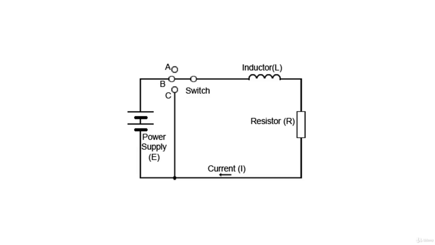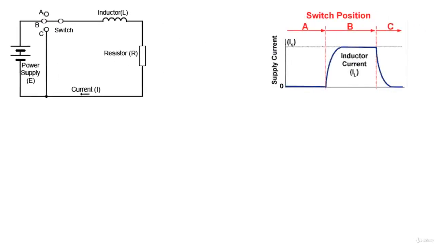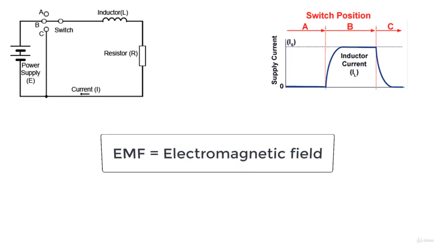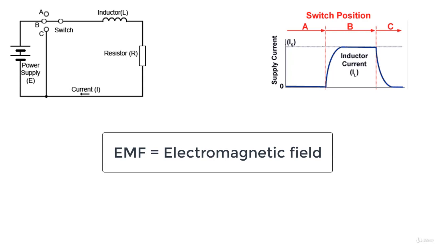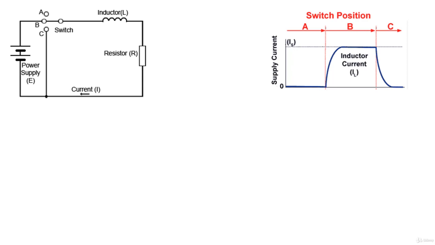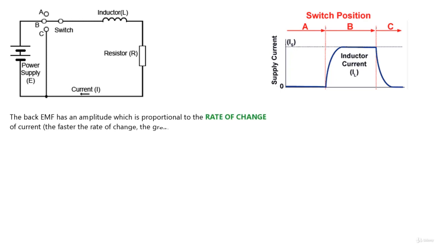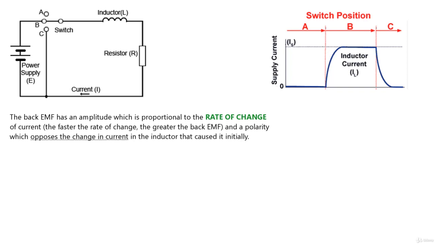Hello and welcome back. So in a circuit which contains inductance as well as a resistance, such as the one shown here, when the switch is closed, the current does not rise immediately to its steady state value but rises in exponential fashion. This is due to the fact that the back EMF is created by the changing current flow through the inductor. This back EMF has an amplitude which is proportional to the rate of change of current, which means that the faster the rate of change, the greater the back EMF, and a polarity which opposes the changing current in the inductor that caused it initially.